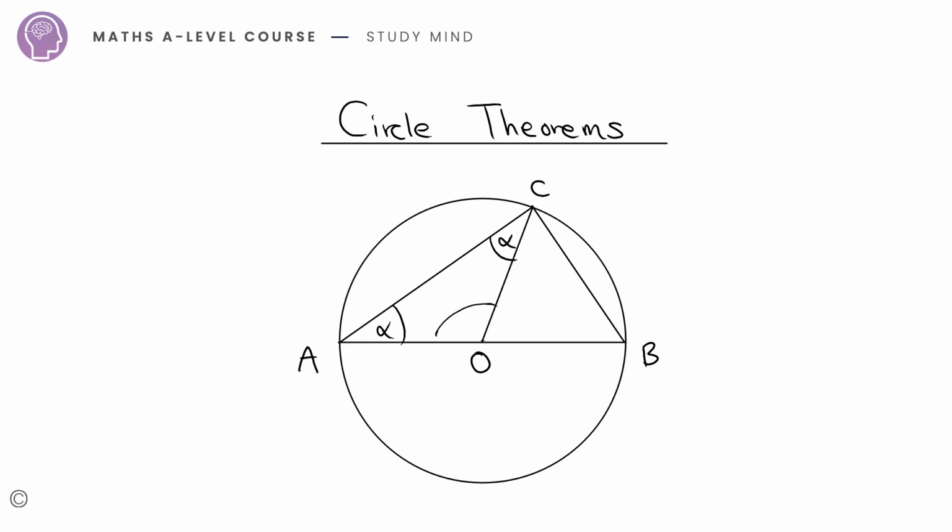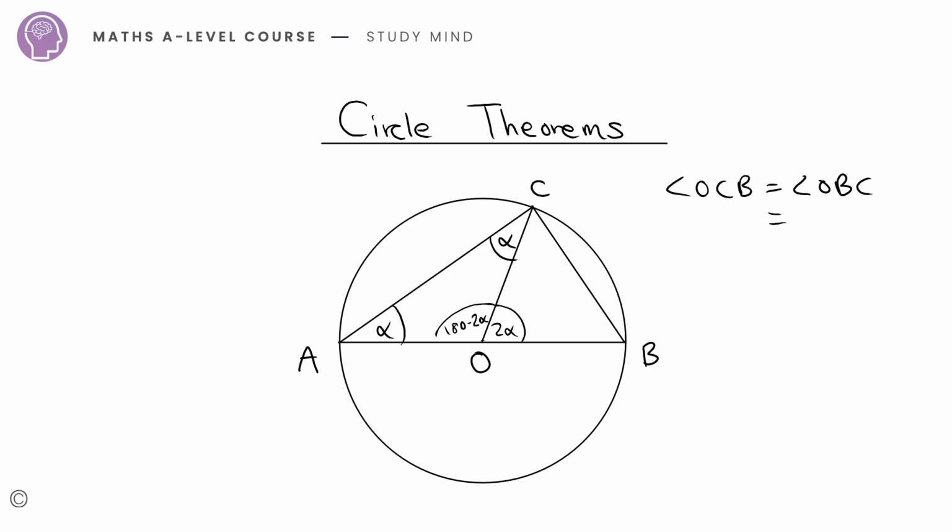I then know that this angle is 180 minus 2 alpha because angles in a triangle sum to 180. I then know that this is 2 alpha because angles over a line sum to 180. I know that 2 alpha, OCB and OBC sum to 180. And I know that angles OCB and OBC are equal.